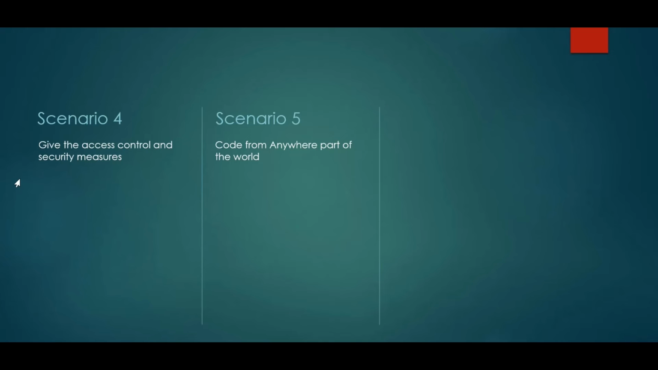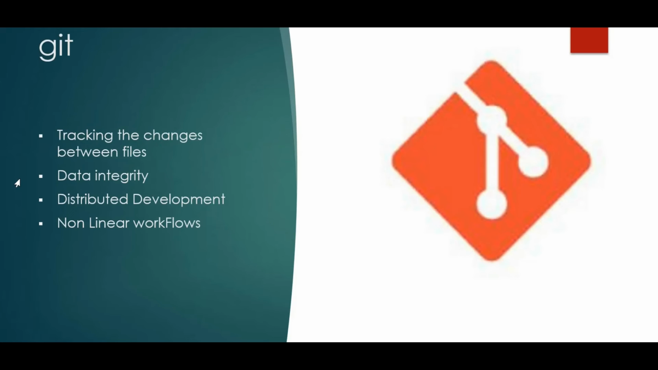That is the use of Git or GitHub. Okay, so I will explain one by one what is Git and what is GitHub. First, Git. See, Git, this is the symbol. Git is like a version control system.